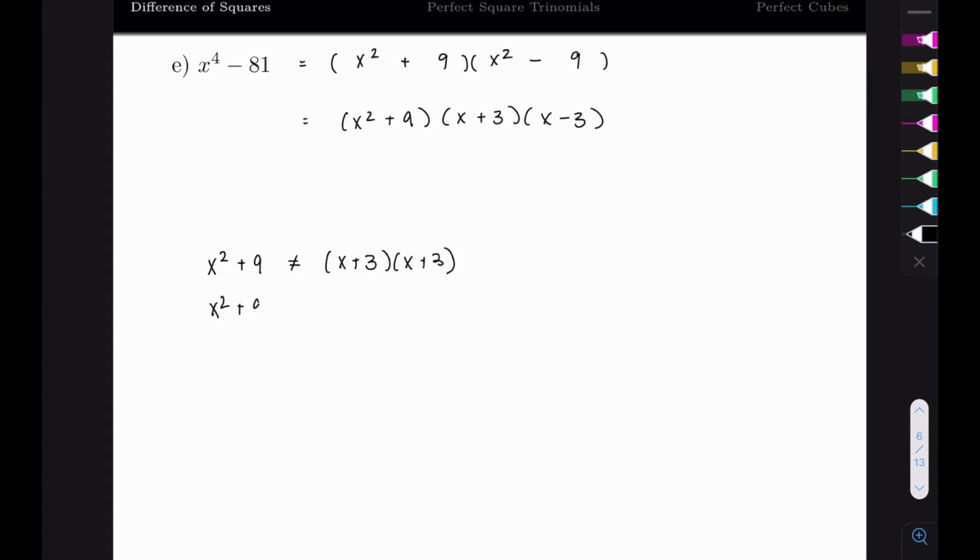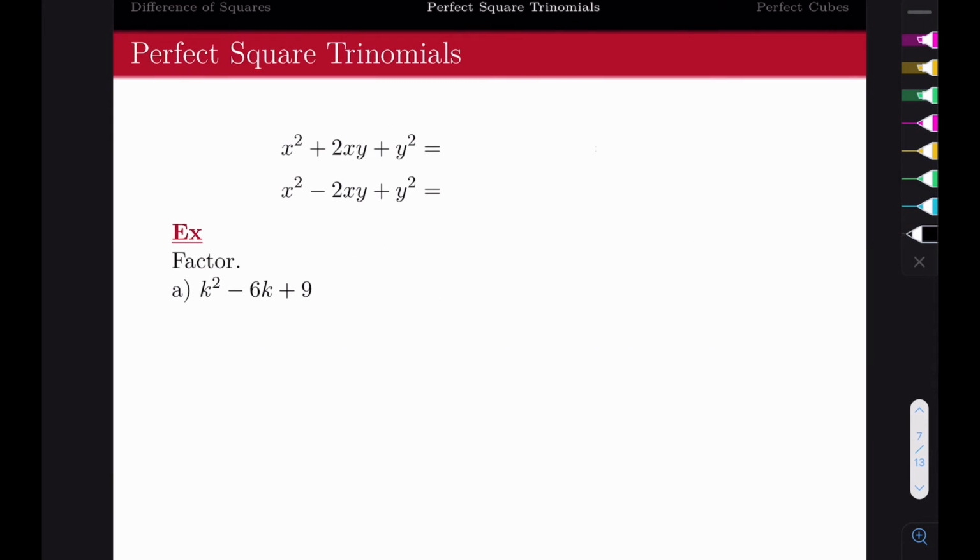Nor does it factor into x minus 3 times x minus 3. You unfortunately are not able to factor it anymore at all. So this leads us into our next topic, which is a perfect square trinomial. So same kind of idea. The first term's a perfect square, last term's a perfect square.